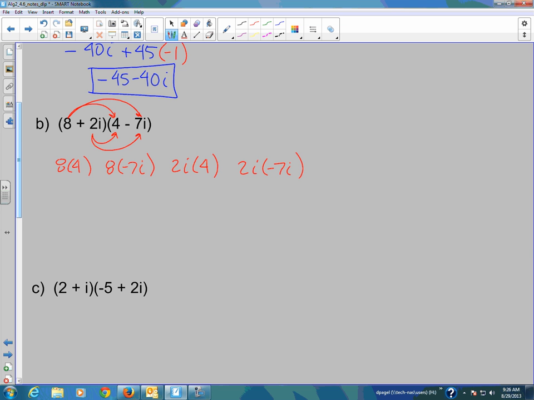Now, I didn't put any plus minus in between those because we're going to get that from the products of these terms here. So there's my 32. This is a minus 56i, and that's a plus 8i, and this is a negative 14i squared. So once again, I will take my i squareds and make them negative 1. Combining my like terms, I would get 32 minus 44i minus 14 times negative 1, which becomes positive 14. 14 and 32 is a 46, and then minus 44i.